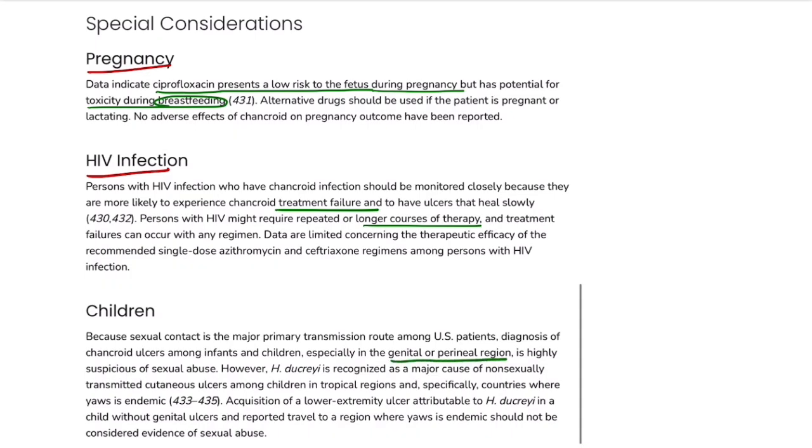There is an interesting point in the paragraph for children. Though all the genital or perineal ulcers should raise high suspicion for sexual abuse, but there are endemic areas of yaws where if you find a cutaneous Chancroid ulcer, it is non-sexual. These are usually the tropical regions and the ulcer is usually in the lower extremities.